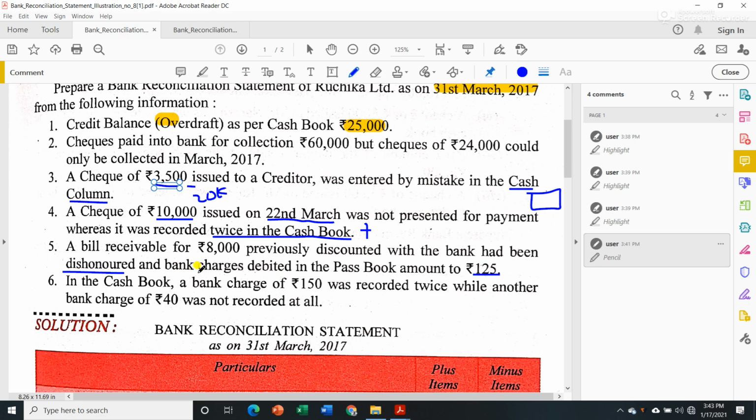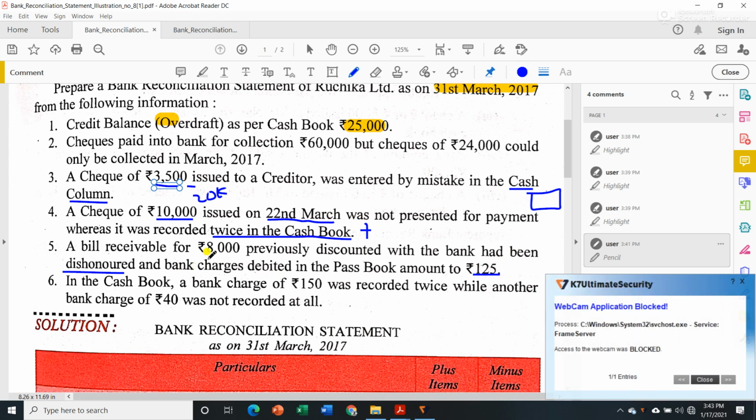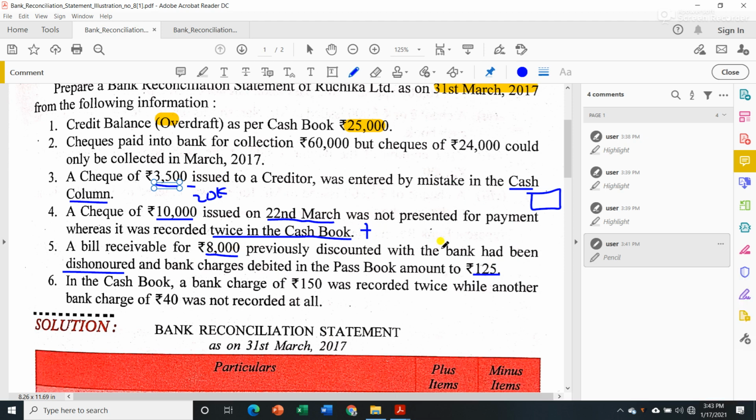Okay, so what that means is, according to the cash book we received 8,000, but in actual it got dishonored and we didn't receive 8,000 at all. So our cash book is showing 8,000 more than our passbook. We will write this 8,000 in the minus column so that we can deduct it from our cash book, and our cash book and passbook will be equal.